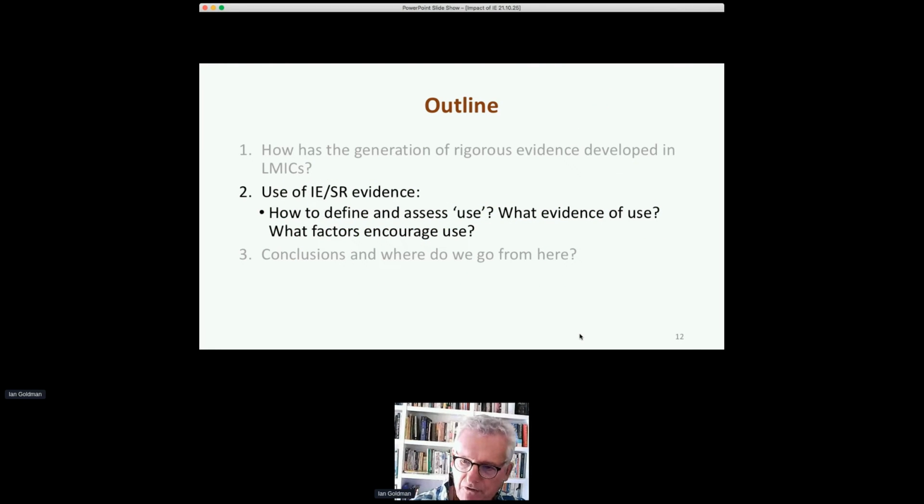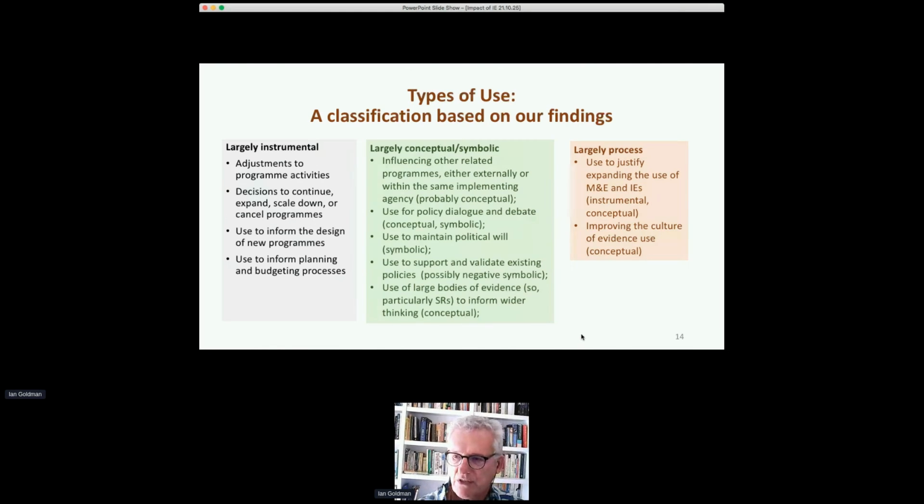So what about in terms of use? The first thing we looked at was how to define and assess use, the evidence of use. And I'm not going to go through this, but we looked at largely instrumental use and a number of ways that echo some of what Timo presented. We talked about conceptual and symbolic use, where there was influence, use for policy dialogue, etc., and largely process use.